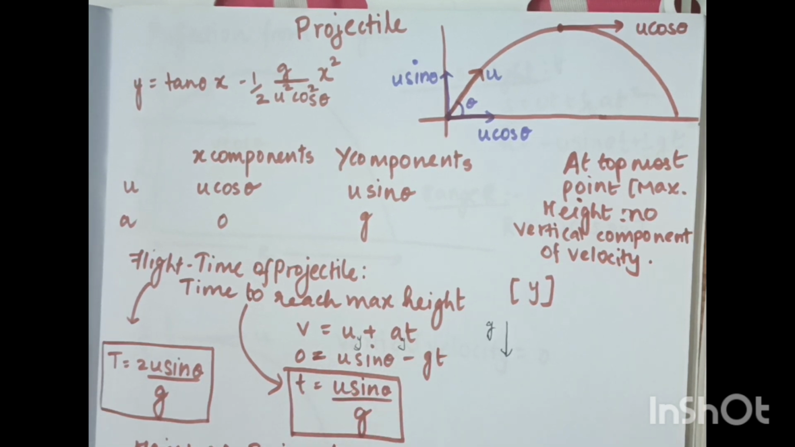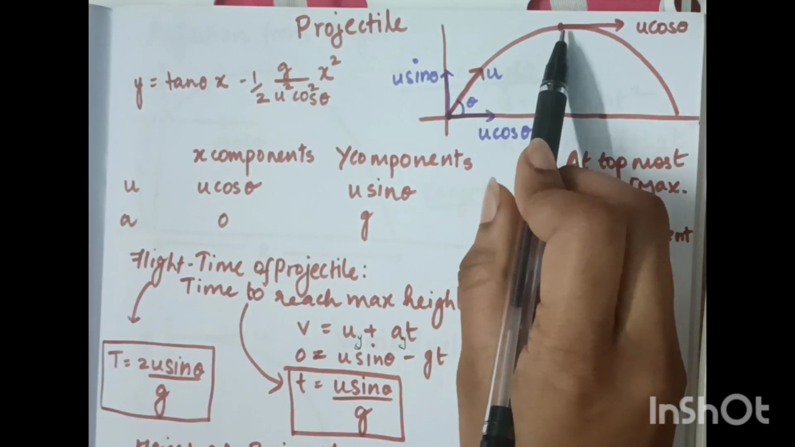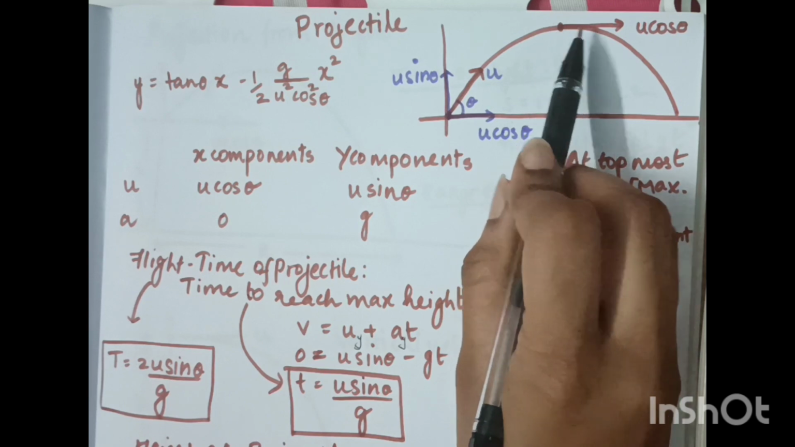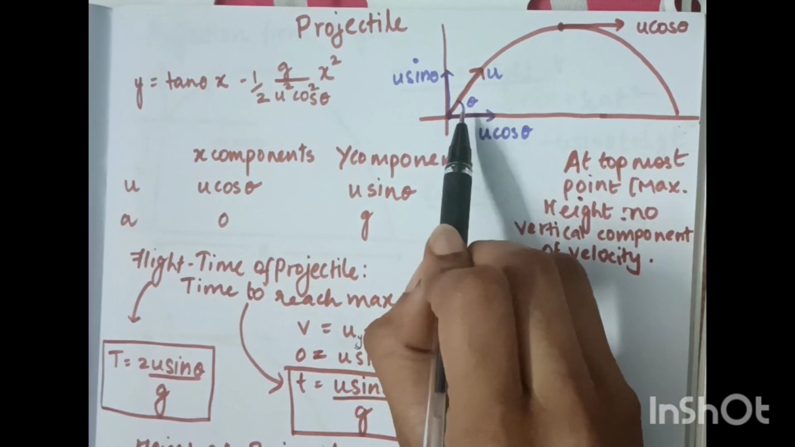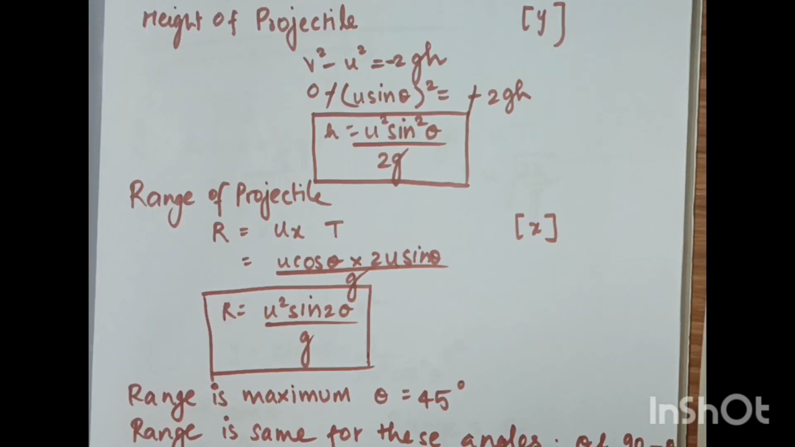Now what will be the total time? It is 2 u sin theta by g. Again it will take a time u sin theta by g to come down. So the total time of flight is 2 u sin theta by g.